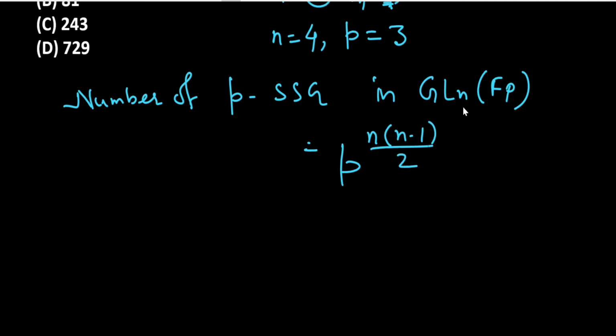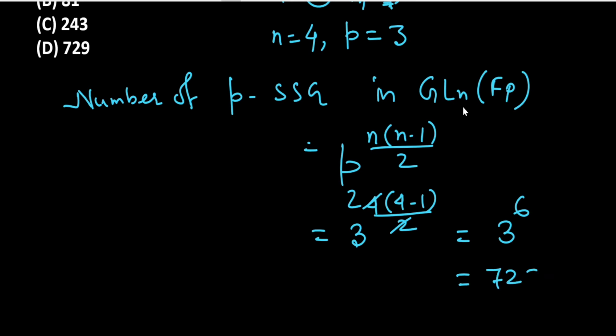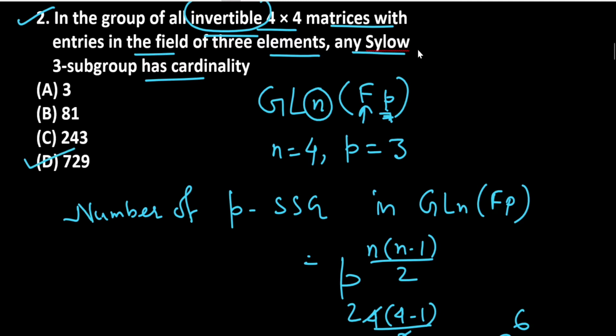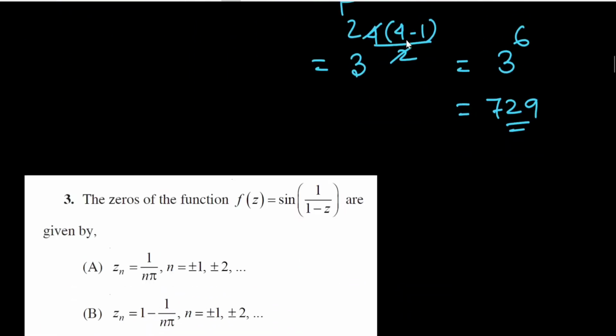Therefore here we have the values of p and n, so this is equal to 3 to the power 4 into (4 minus 1) by 2. So this is equal to 3 to the power 6, which is equal to 729. Therefore the correct answer is 729, which is option D.